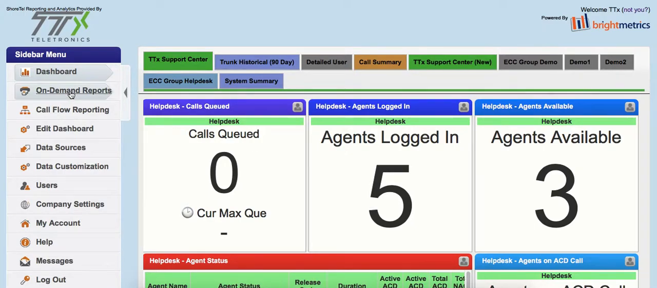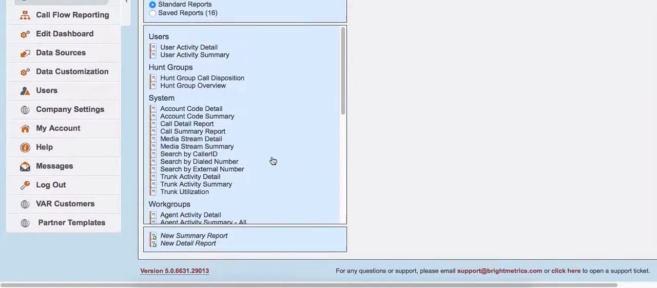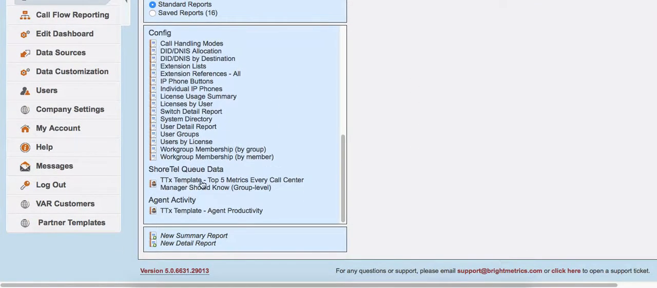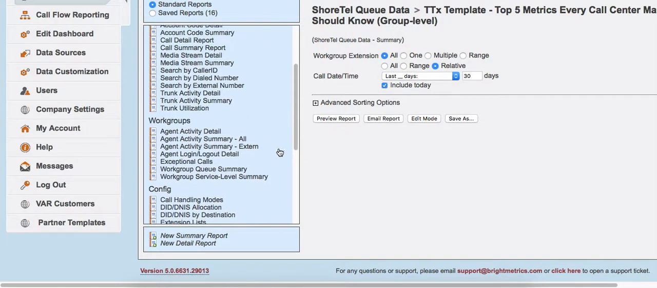Okay, guys, I want to jump back into on-demand reports one last time here and point out a template called TTX Top 5 Metrics that every call center manager should know. This is a great report to start from if you have call center work groups in your ShoreTel, and there's also one for the ECC groups.